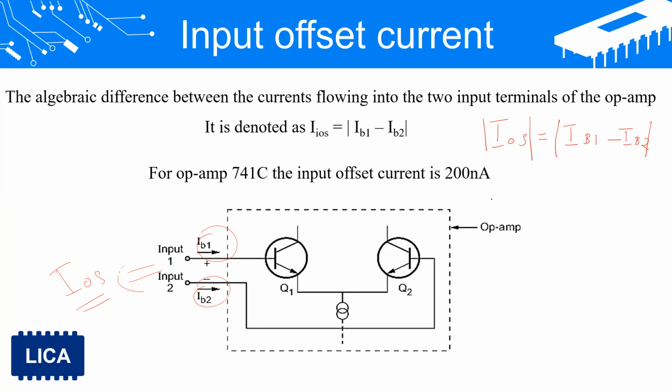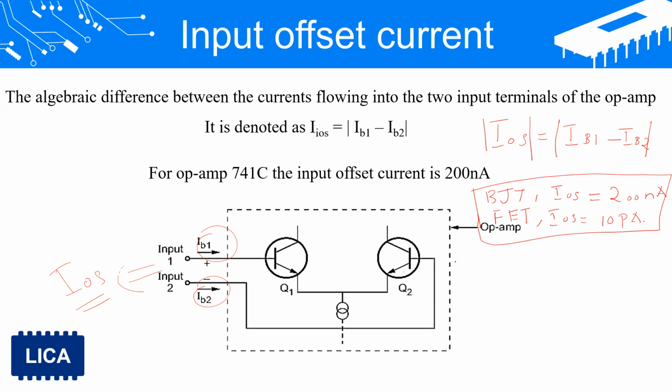Then if the op-amp consists of BJT type transistors, the IOS, the offset current, is 200 nanoampere. Just to make a note, if for example an FET transistor is used inside the op-amp, their IOS value will be 10 picoampere. Simply just to know, I'm saying, okay.